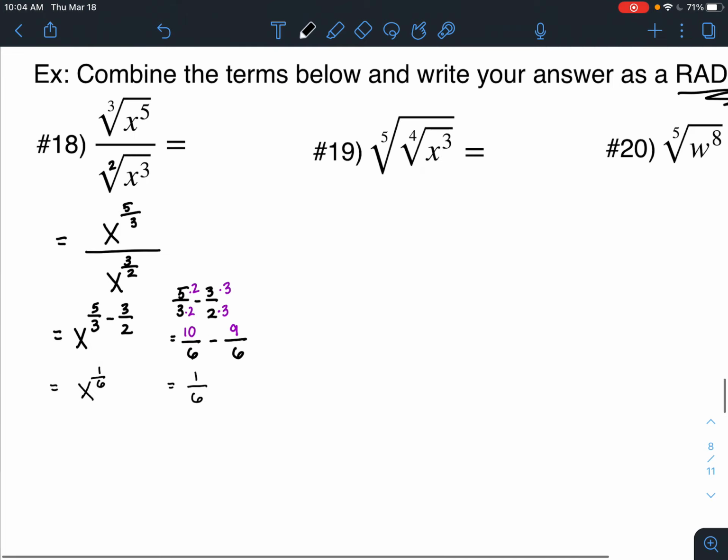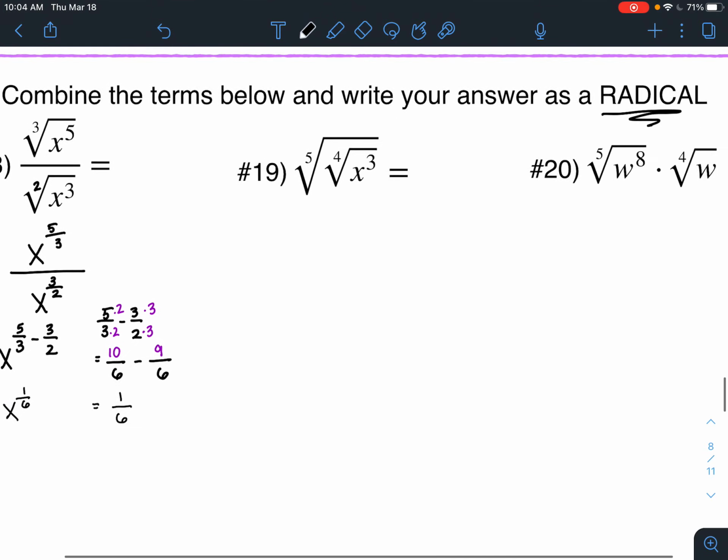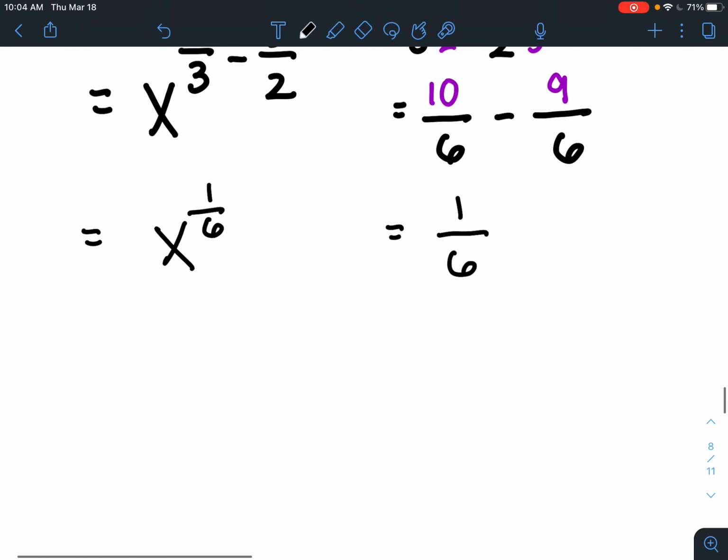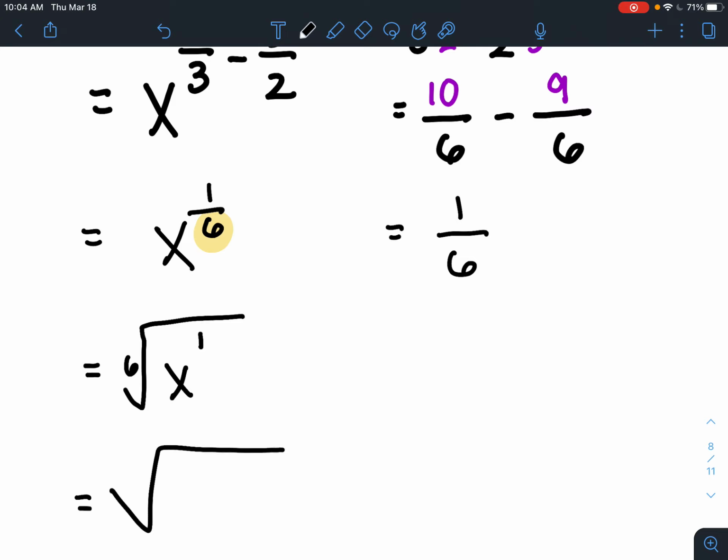And then the question asked us to rewrite them as radicals. So now I'm just going to convert back to a radical. So I have x to the 1st, and then the denominator is a 6, so that means my radical has an index of 6. So overall, I get the 6th root of x as my final answer here.